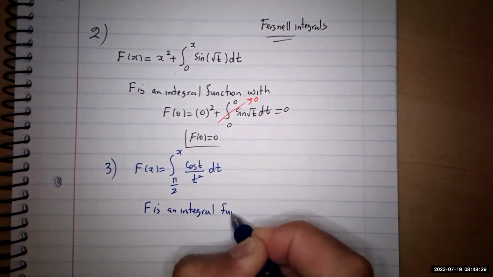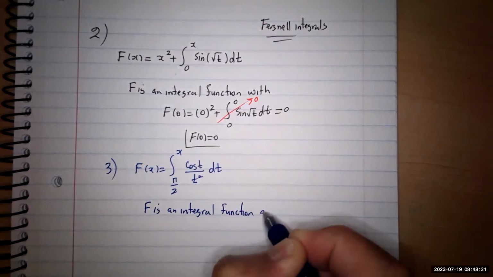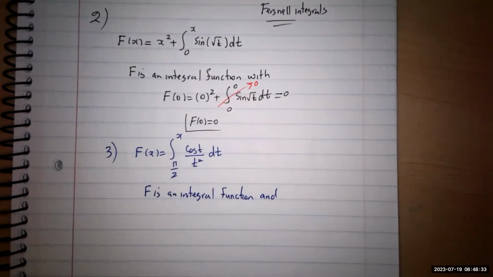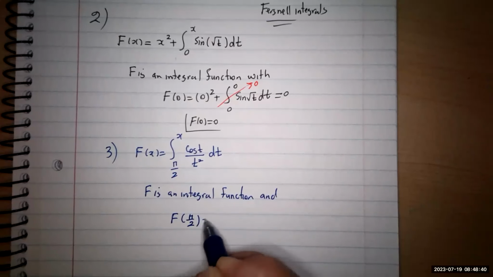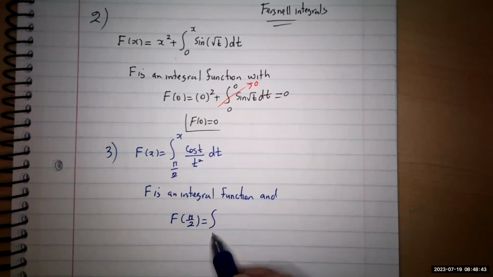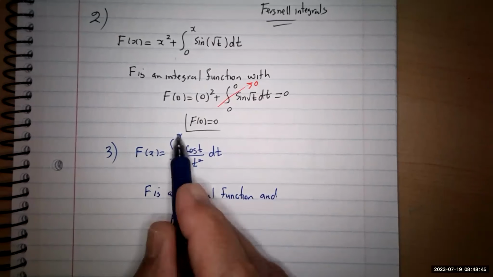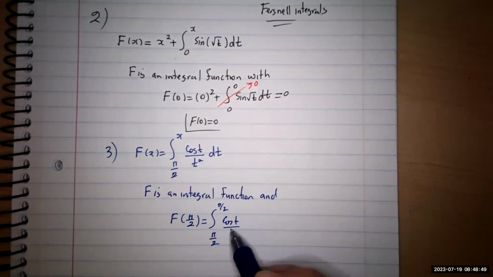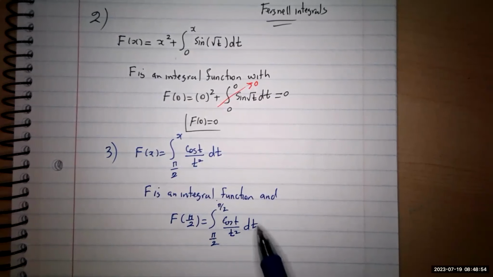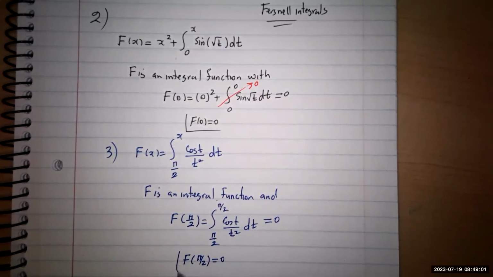Integral function. The only easy one for you is if they ask you to find f of pi half. F of pi half is equal to the integral from pi half to pi half of cosine of t over t squared dt. But you know that when the limits are the same, the integral is going to be 0. So in this case, f of pi half is equal to 0.